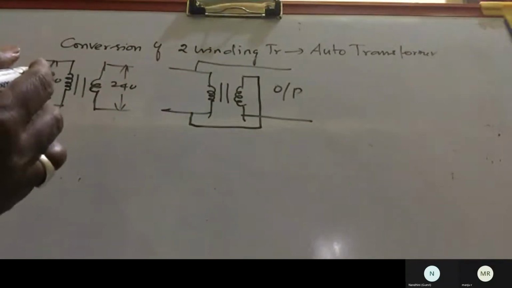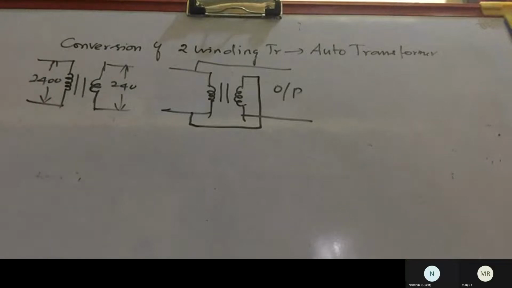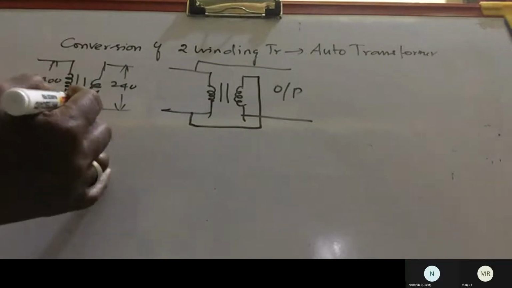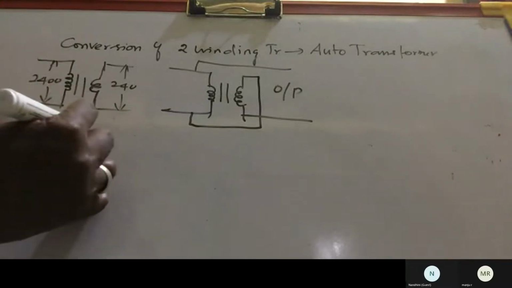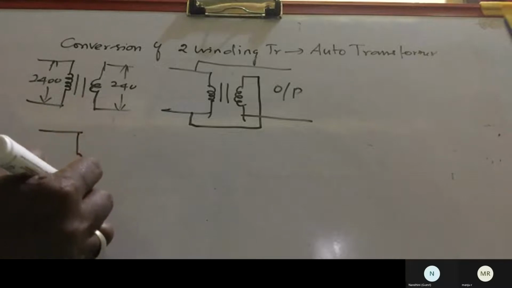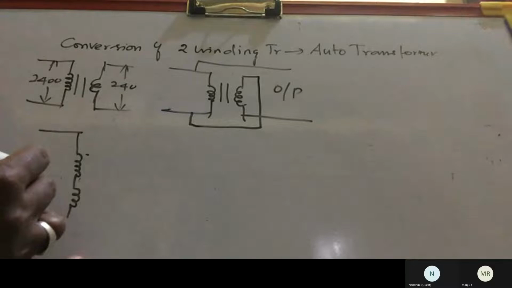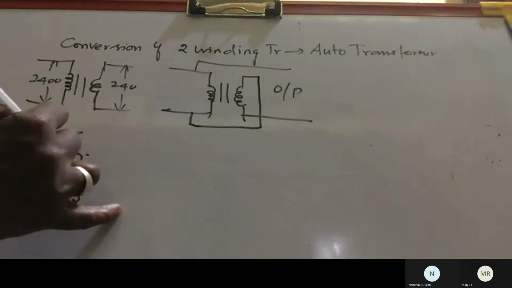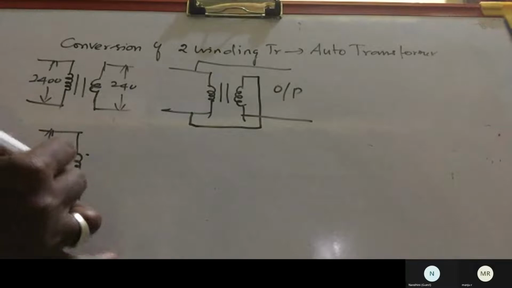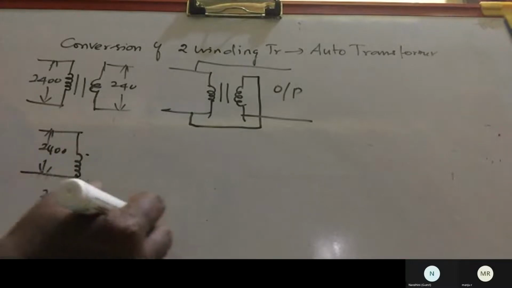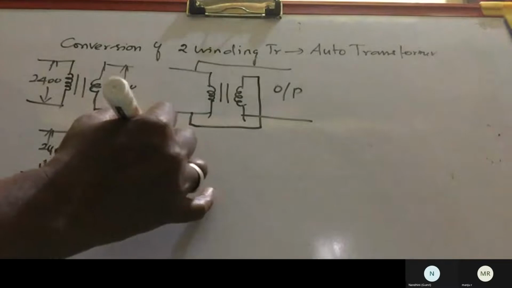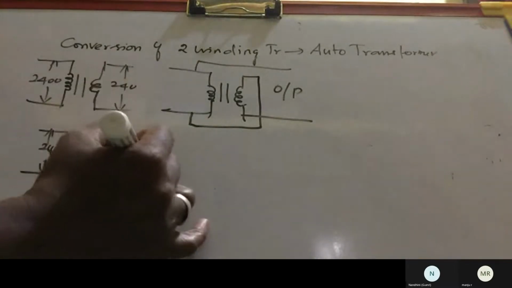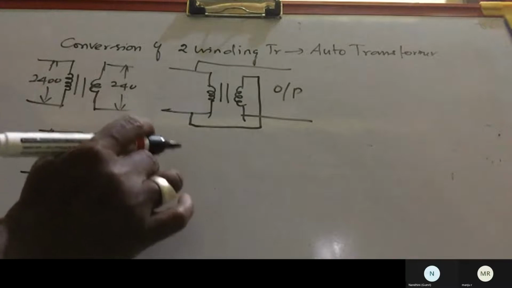In this case, if the polarities are additive, we get a step up transformer. If it is subtractive, we get a step down transformer. So if we take the primary winding as well as the secondary winding, the voltage rating will be 2400 and 240. If they are added, connected in series, the resultant will be 2400, sorry, 2640.